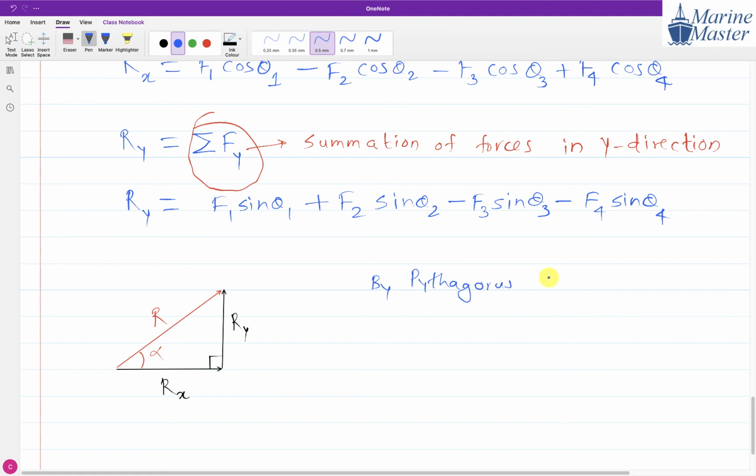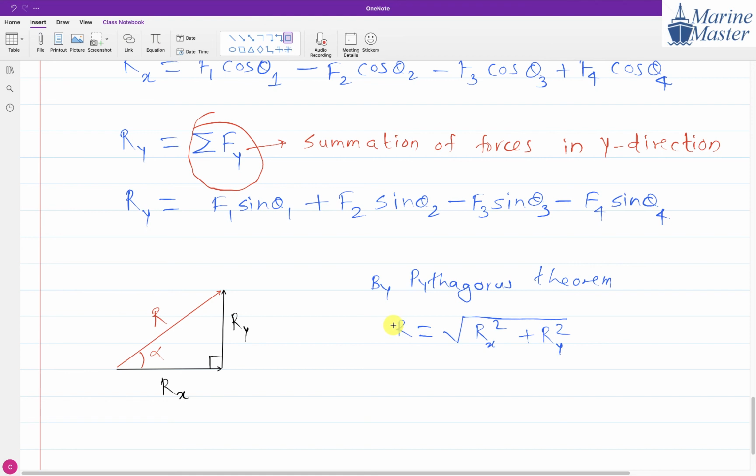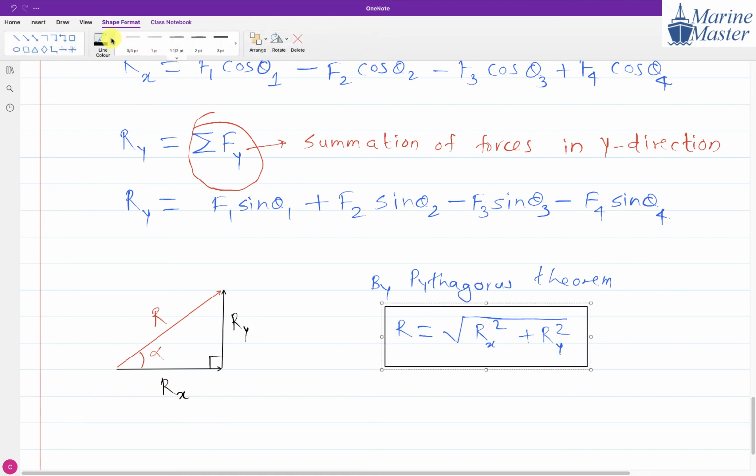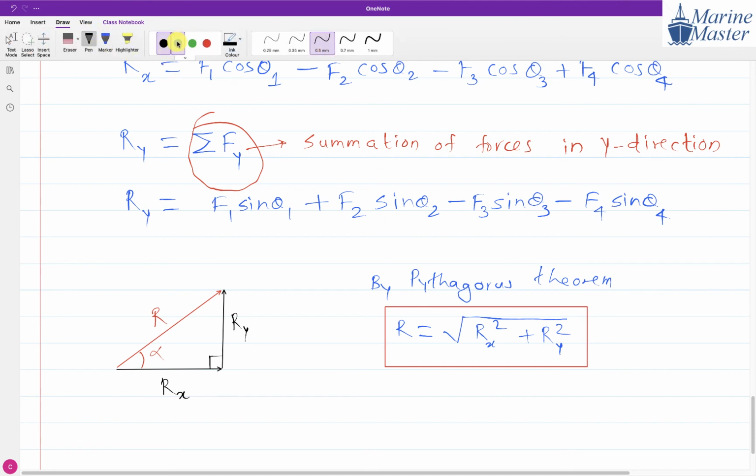By Pythagoras theorem, what will be the value of R? R will become the square root of Rx square plus Ry square. By using this we will get the magnitude of the resultant. So what will this denote? From here we will get the magnitude, the magnitude of R.